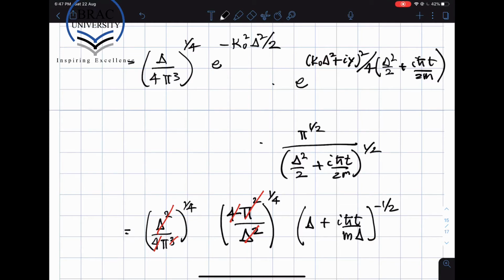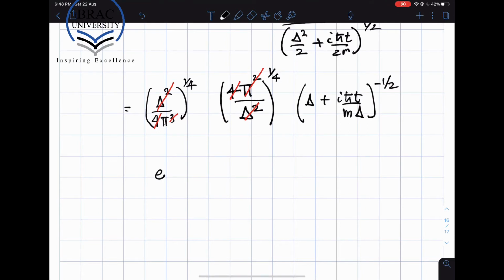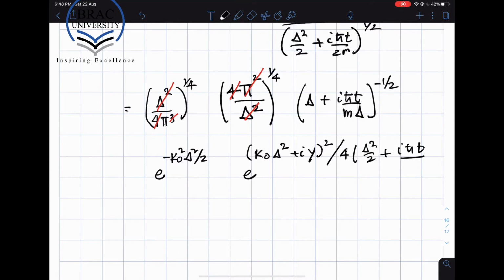normalization type constant, but then we have also this other factor. That factor is just e to the power minus k naught squared delta squared by 2, and then we have the other exponential factor, k naught... sorry, this should be y, and then divided by 4 alpha. Right. So now what we're going to do is simplify the argument of the exponential.